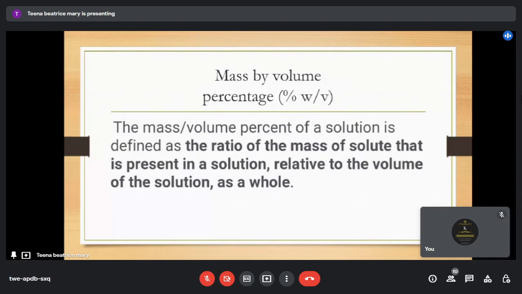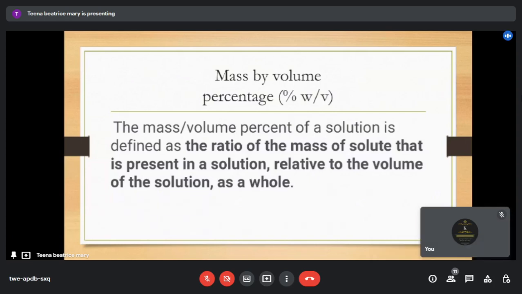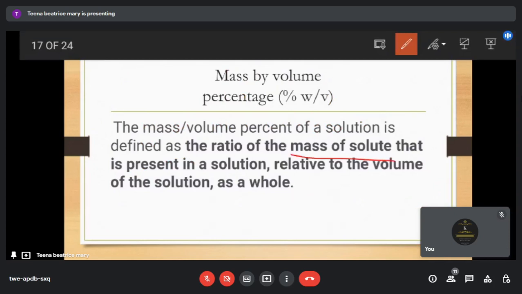So what we saw previously was mass percentage, that is W by W, and volume percentage, that is V by V. Now we are going to find mass by volume. Nothing is going to differ here, only the measurement, the form in which we take the concentration, will vary, but the formulas remain the same. So what is mass by volume percentage? It is a ratio of the mass of the solute present in a solution relative to the volume of the solution as a whole.